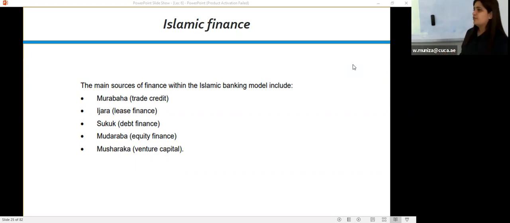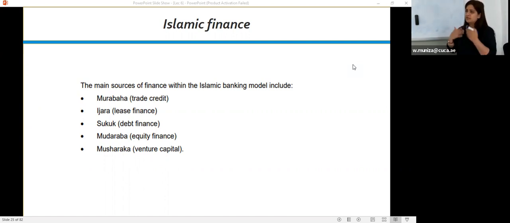What is Murabaha? It works as the normal trade credit. But when we talk about Islamic financing, the person who is providing the finance will actually be getting the possession and control of the asset, and then is going to give the loan, but the profit and loss sharing is going to be there. So it normally works like the normal kind of trade credit.